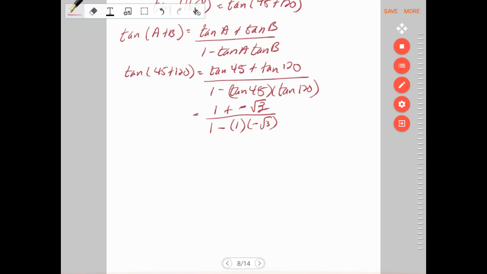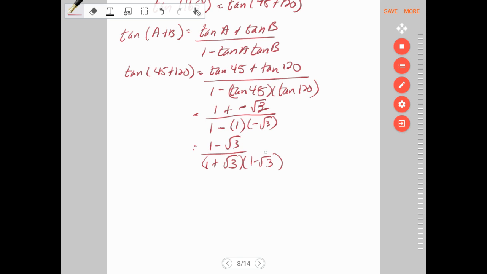All right, so let's simplify. So we get 1 minus root 3 on the top over 1 plus root 3 on the bottom. Yuck. We have a binomial radical on the bottom. So to simplify it, we have to multiply by its conjugate, which is 1 minus root 3.